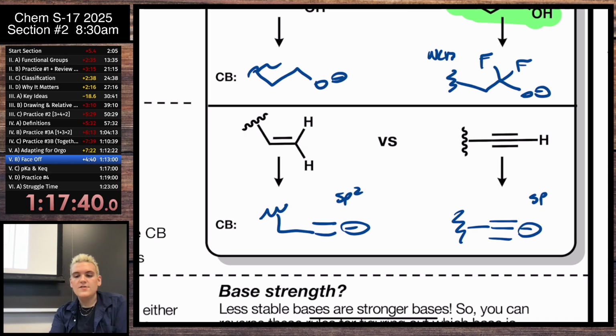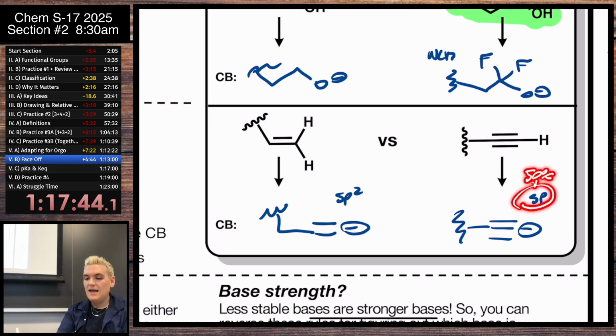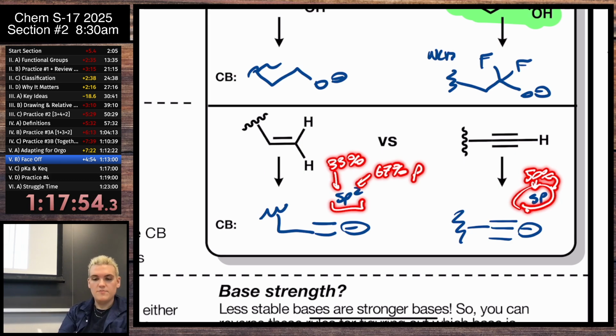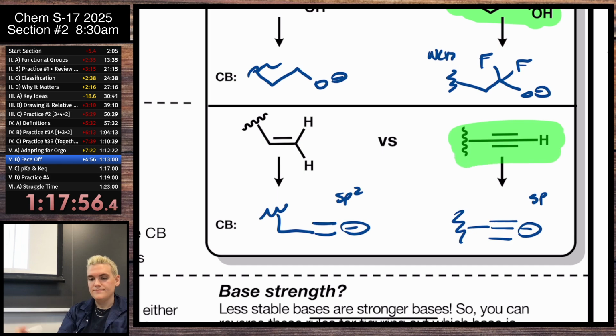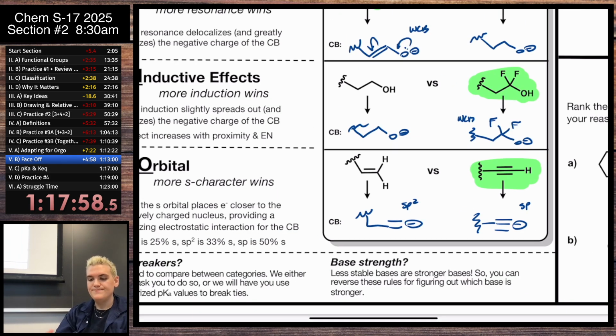Sp. It's because in sp, it's 50% S and 50% P, whereas over here, we divide into 3 chunks. It's 33% S and 67% P. So this one has more S character. So we have our winner of the alkyne.